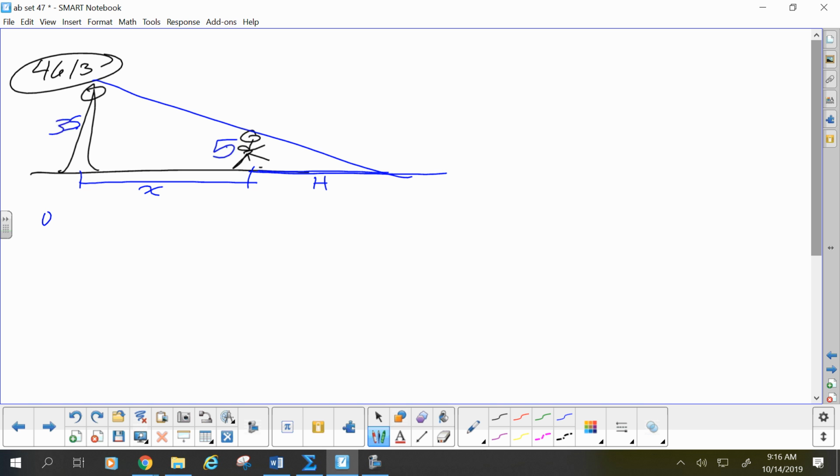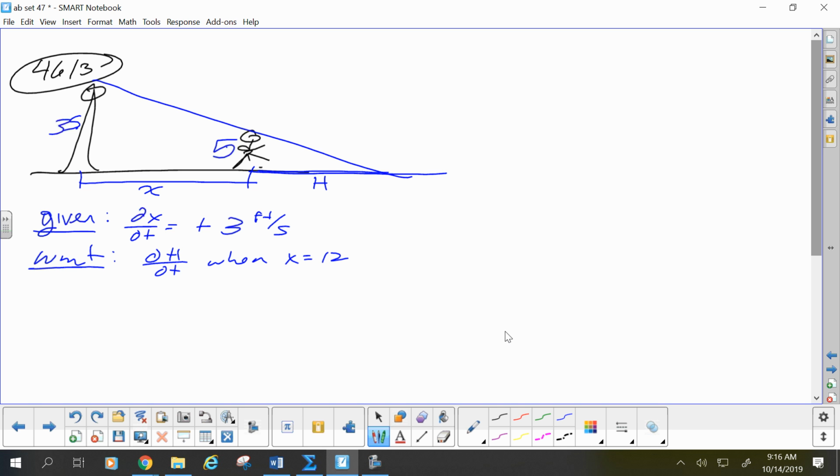What do they give you? If he walks away from the lamppost, what's changing with time? Right, so dx dt: is x increasing or decreasing? Increasing. And how fast was he? 3 feet per second, yeah? What do they want and when? dh dt, the shadow, when x is 12. That x equals 12 is the instant. It's not always 12. It's just when x is 12, then find the dh dt.